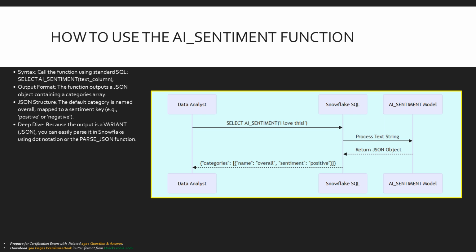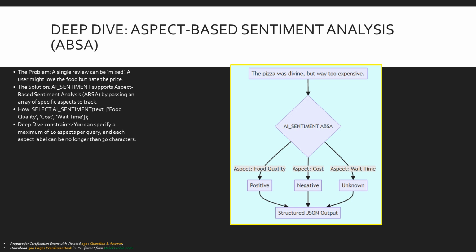Now for a massive deep dive into one of the most powerful capabilities of this function, aspect-based sentiment analysis, or ABSA. The reality of textual data is that it is often mixed. Think of a restaurant review where the customer says, "The pizza was divine, but it was way too expensive." A single, mixed score isn't very helpful for business operations.